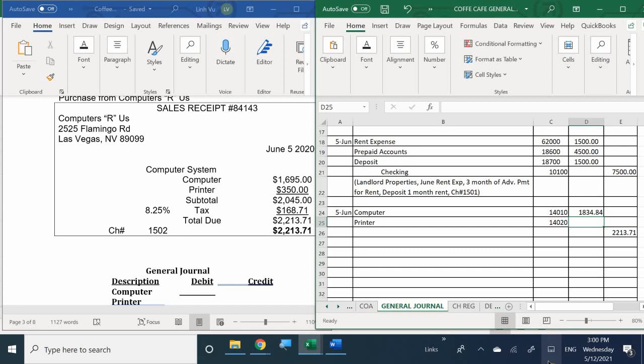Okay? So that's one thing too, because look at the percentage. It's 8.25%. You will get a rounding error here. But in this case, this receipt tells me I combined the two numbers and then I taxed it. But for my books, I need to mark it so I know how much tax to distribute to my computer and how much tax I need to distribute to my printer.